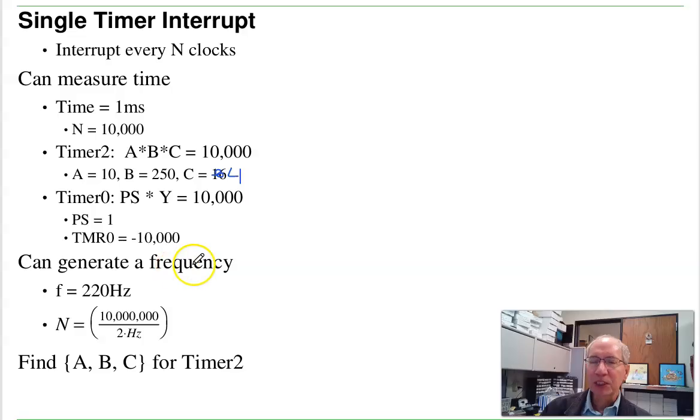I could generate a precise frequency. For example, if I put 220 hertz, the number of clocks between interrupts is 10 million divided by 2 times hertz. 10 million because the crystal that we're using in this class has the processor running at 10 million clocks per second. For timer 2, find A, B, and C to be close to n.